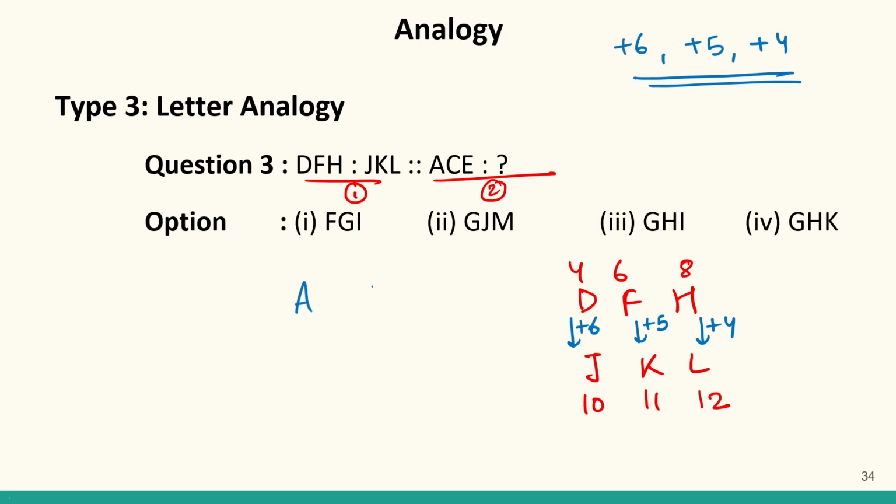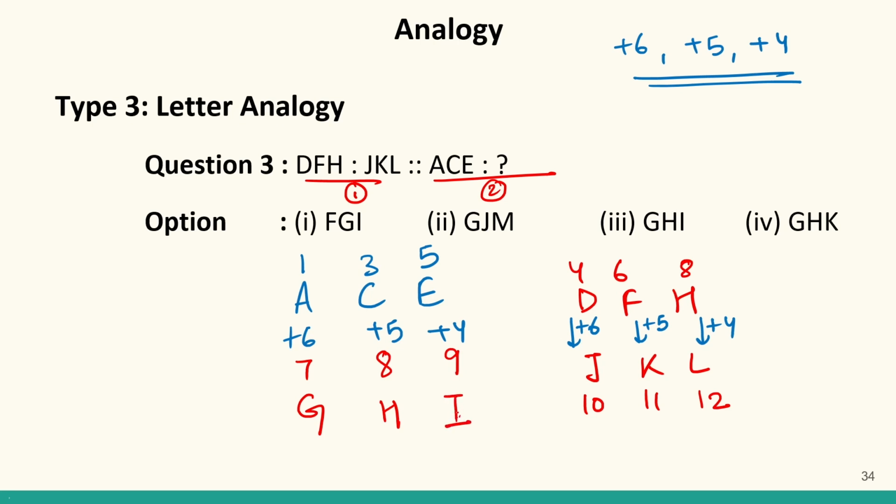So let's use the same logic for ACE. From ACE, which is positioned at 1, 3 and 5, we'll move 6 positions forward, 5 positions forward and 4 positions forward. So if I move 6 positions forward from A, I'll get 7th rank, which is G. Here I'll get 8th rank, which is H. And here I'm moving 4 positions forward, so here I'll get 9th rank, which is I. So my answer will be option number 3, G, H and I.